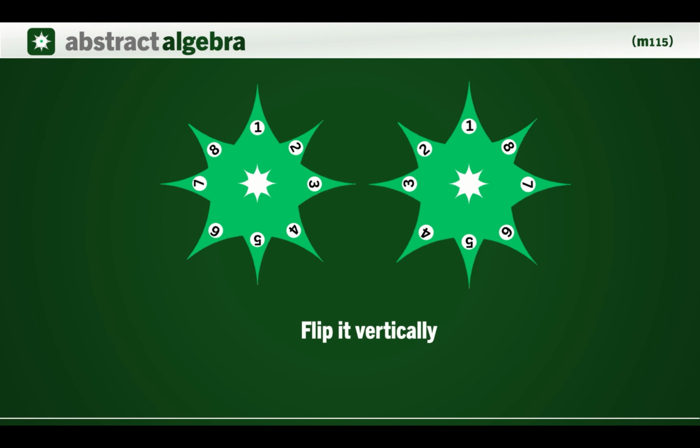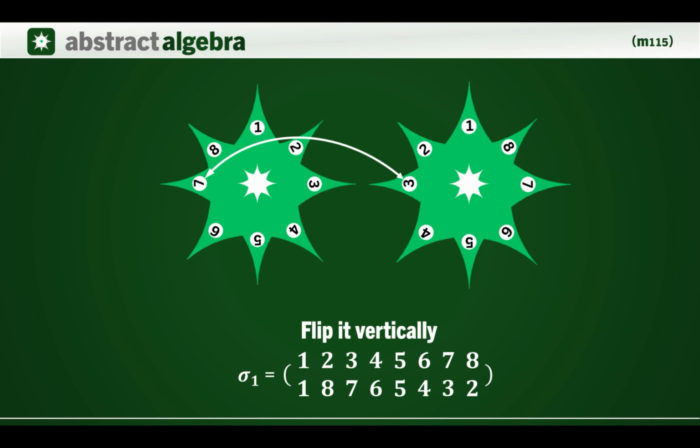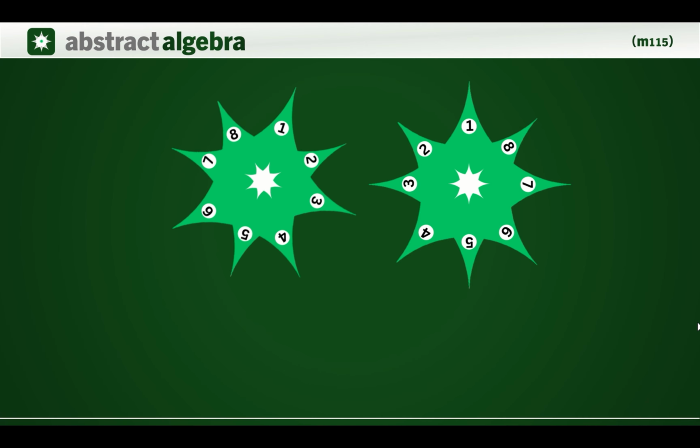Next, we are going to flip vertically our model to get the sigma sub 1. So after flipping it vertically, this is what it looks like. So we are going to map 1 to 1, 2 to 8, 3 to 7, 4 to 6, 5 to 5, 6 to 4, 7 to 3, and 8 to 2. So this is the result for the sigma sub 1.